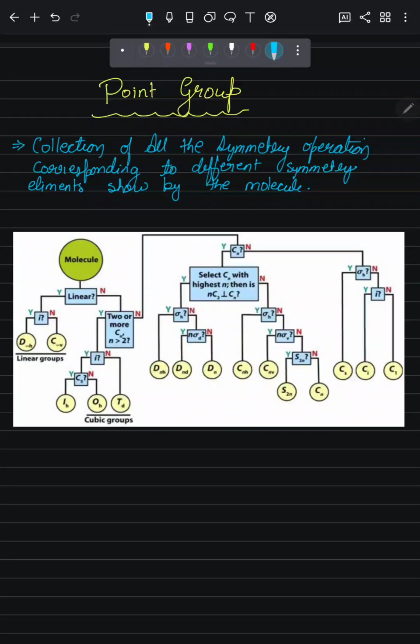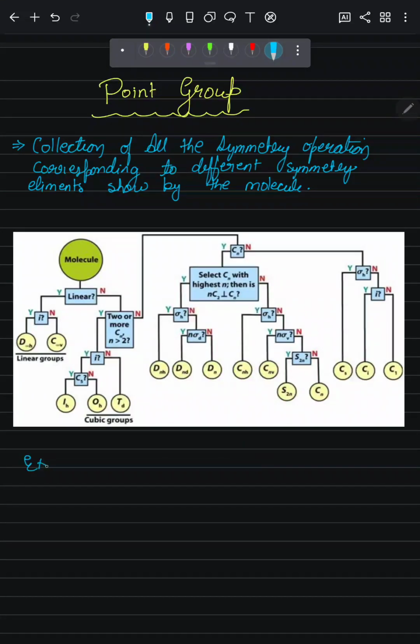Now let's get straight to the main point. What is a point group? A point group is the collection of all the symmetry operations corresponding to different symmetry elements shown by the molecule. Symmetry elements such as identity, perpendicular C2, S2, sigma v's or sigma h's are all present, which give information about the molecule. For calculating the point group of any molecule, we follow this chart.